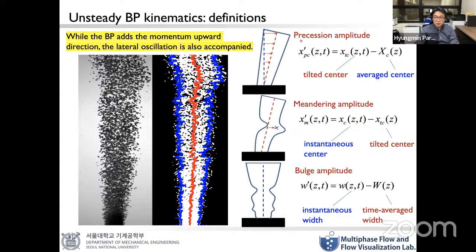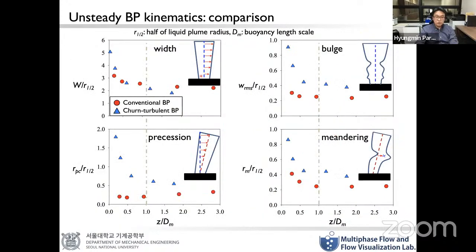One is precession, which means how the center of the bubble plume is tilted against the average center. Second is meandering, which means where the instantaneous center is relative to the tilted center. And third is the bulge, which means how the instantaneous width of the bubble plume compares to the time averaged one. We measure them using image processing of the shadowgraph data. So this is the result.